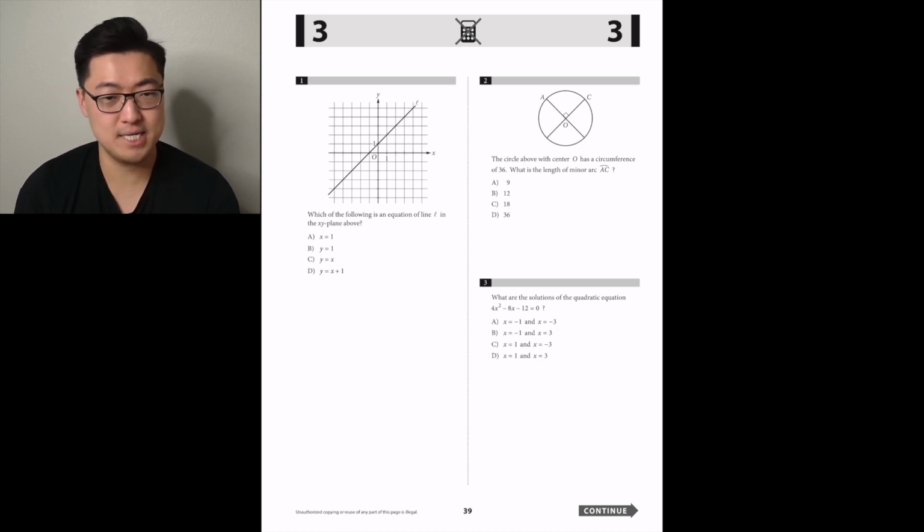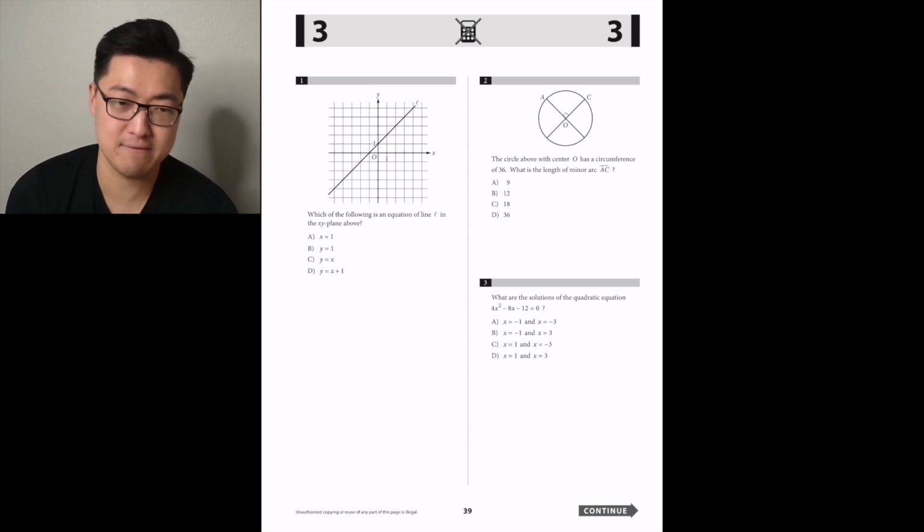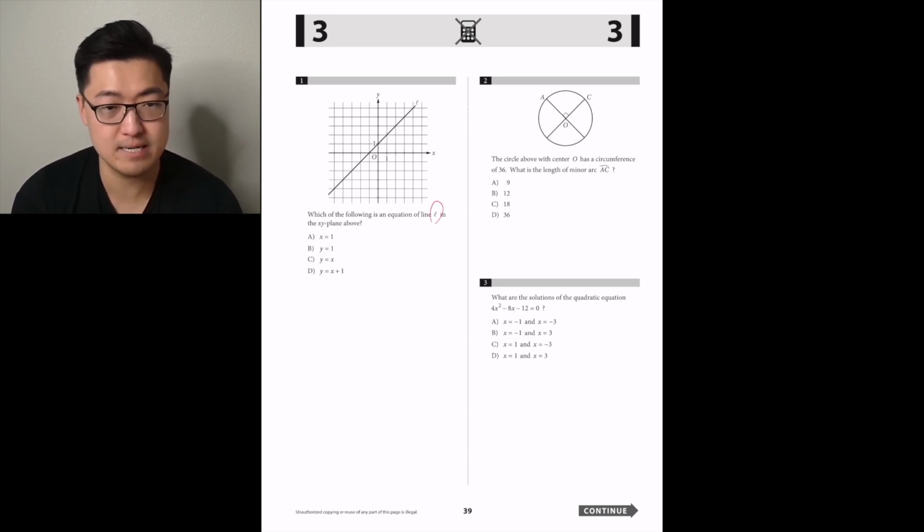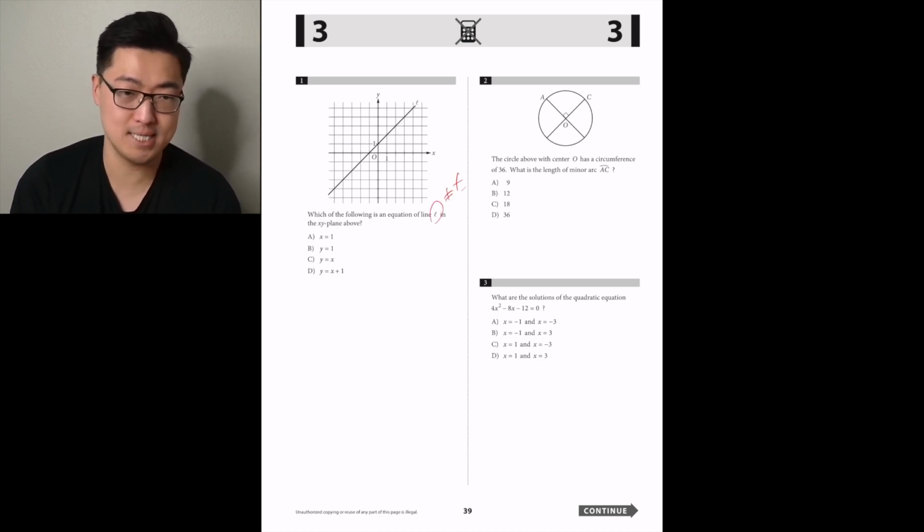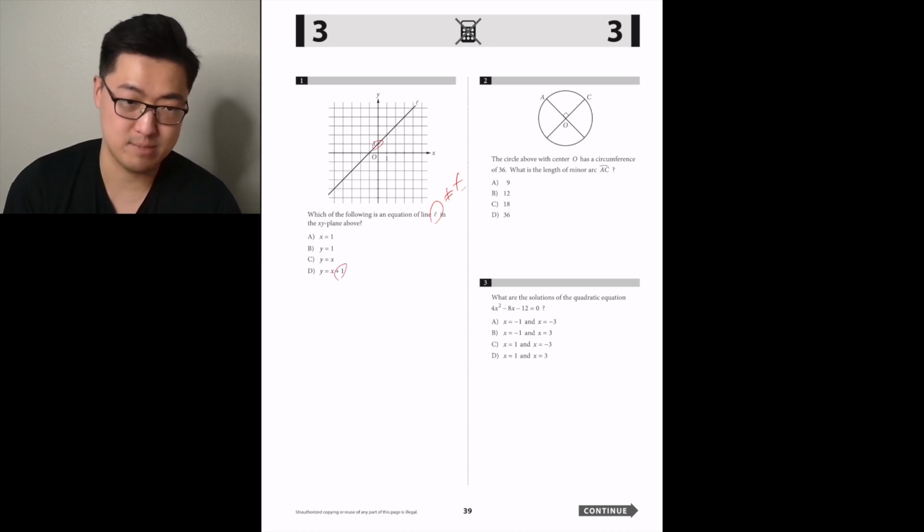Which of the following is an equation of line L? Okay, reading is important in the xy plane above. Well, it has a y-intercept of 1 and a slope of 1, so it's going to be x plus 1.